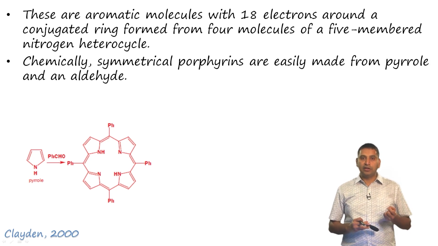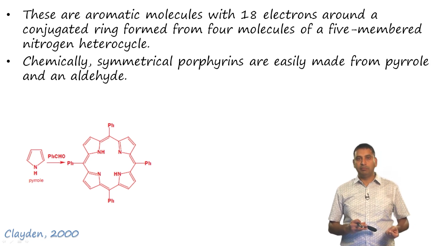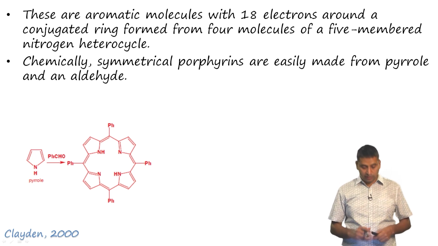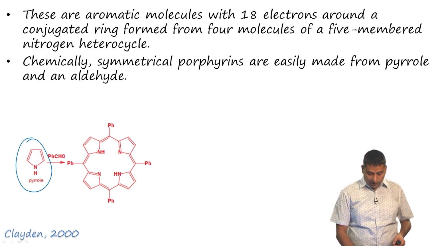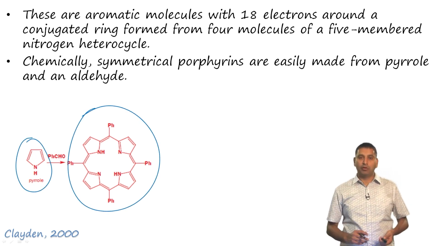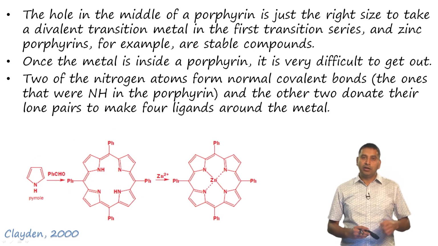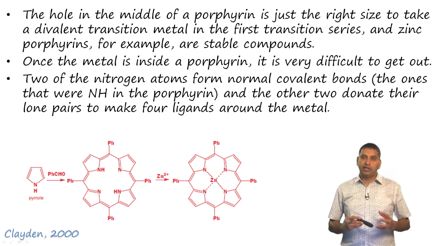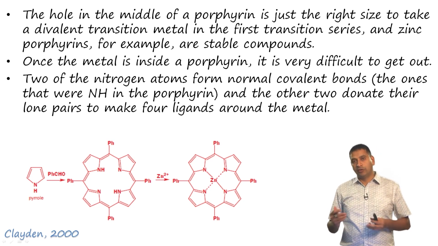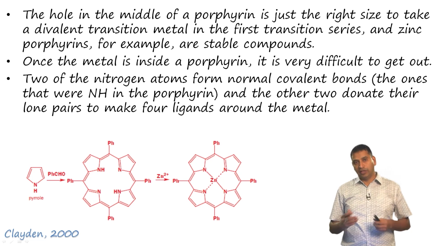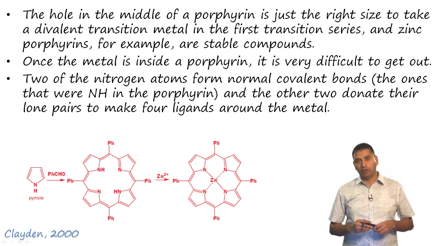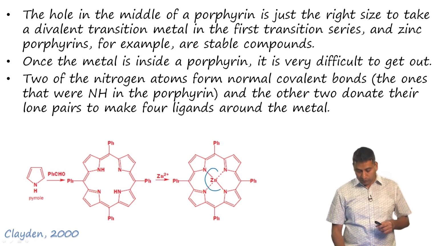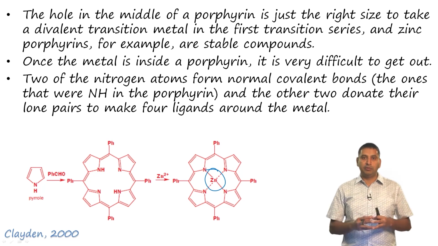And these symmetrical porphyrins are easily made from a pyrrole and an aldehyde. So, if you react this pyrrole with an aldehyde, you get this kind of a porphyrin. Then this porphyrin contains a hole in the middle, which is just the right size to take a divalent transition metal ion. So, in the first transition series, such as zinc, which forms zinc porphyrin, once it is inside this complex, it is extremely stable. It is very difficult to get it out.